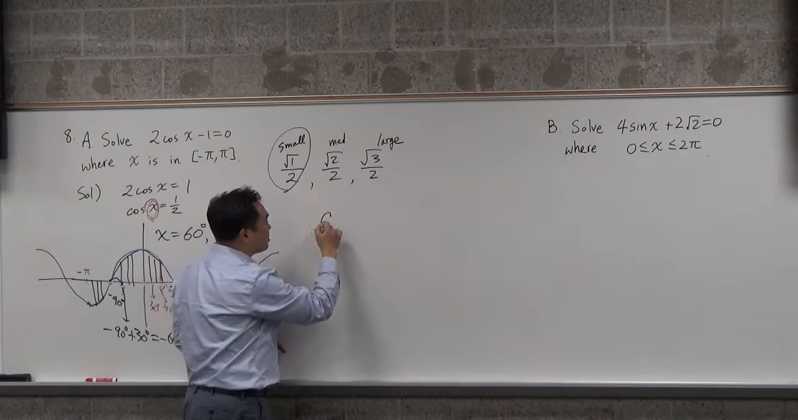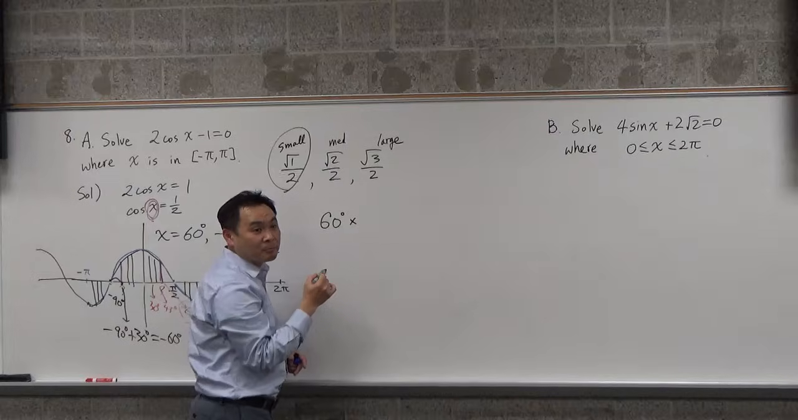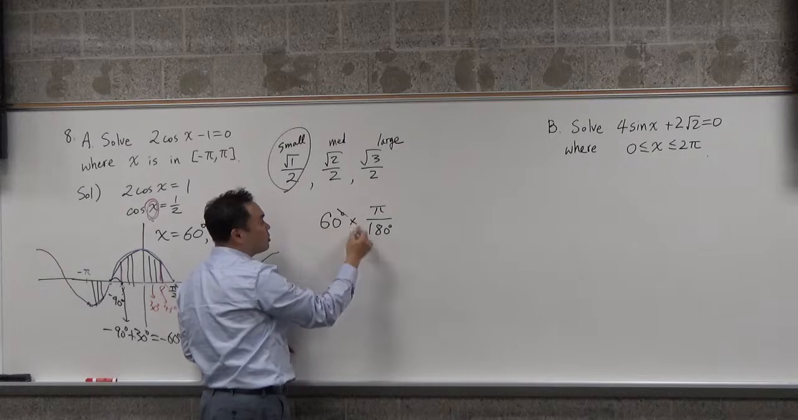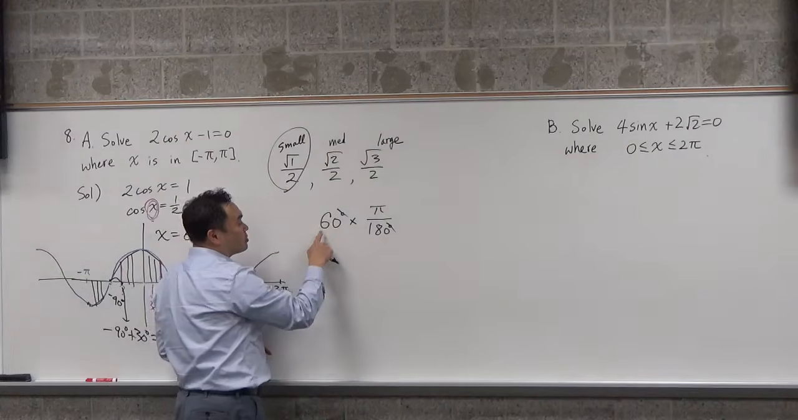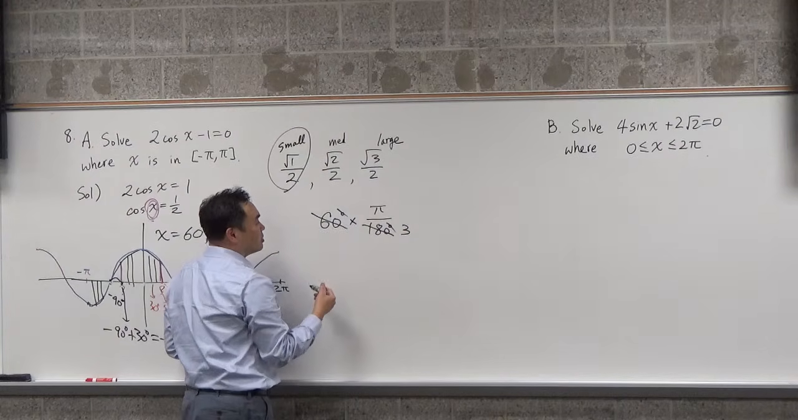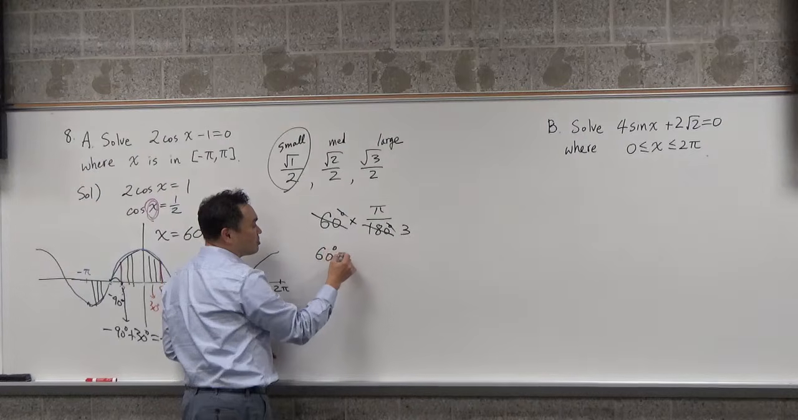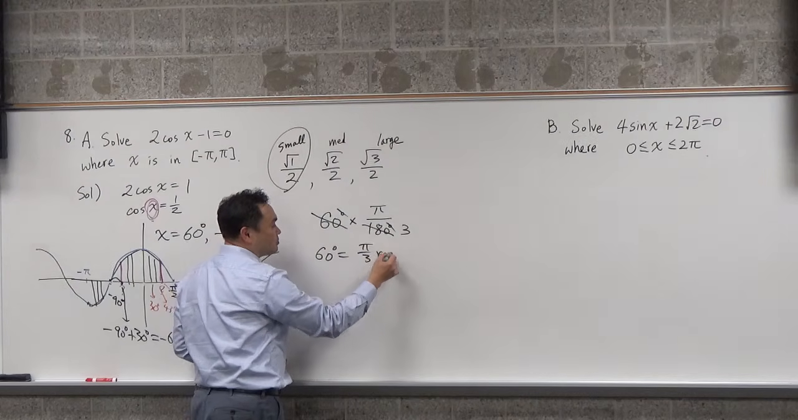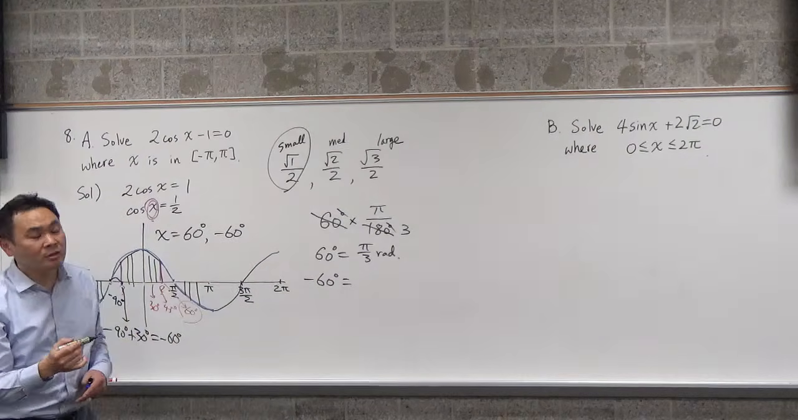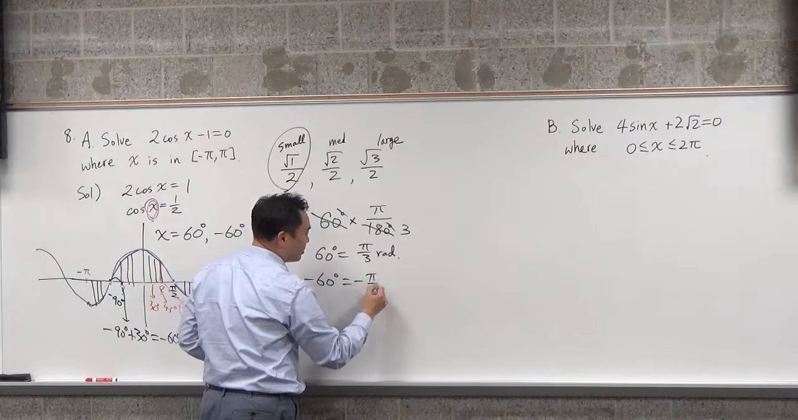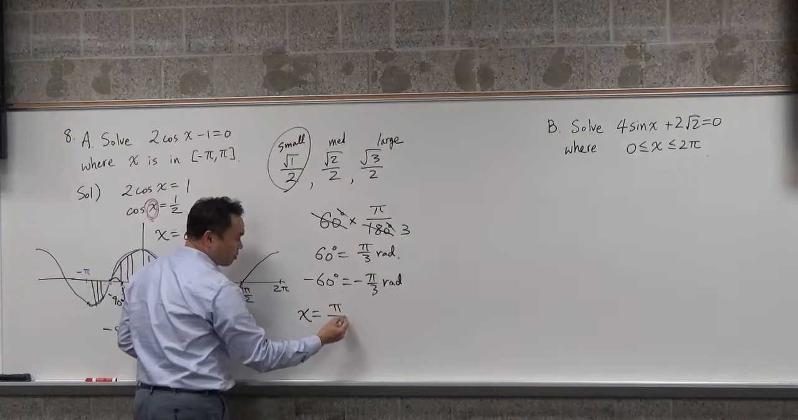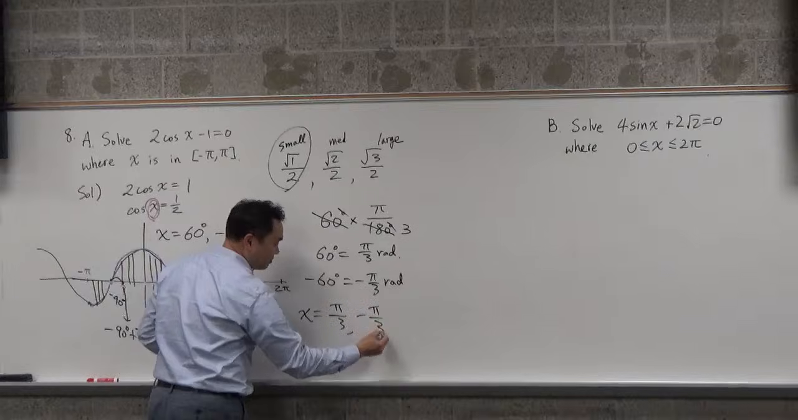How do you change degrees to radians? You multiply by pi over 180 degrees, right? Because degrees cancel, and 180 is 3 times 60 degrees, if you reduce these two, you end up with a 3. So 60 degrees is the same as pi over 3 radians. That means negative 60 degrees must be equal to negative pi over 3 radians. So the answer to this first question is pi over 3 and negative pi over 3.